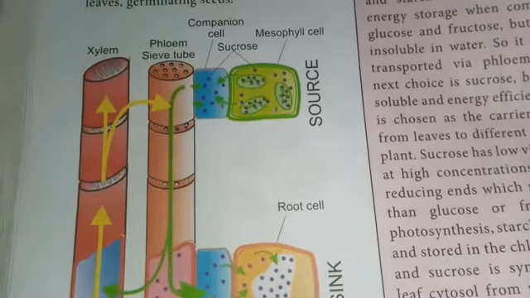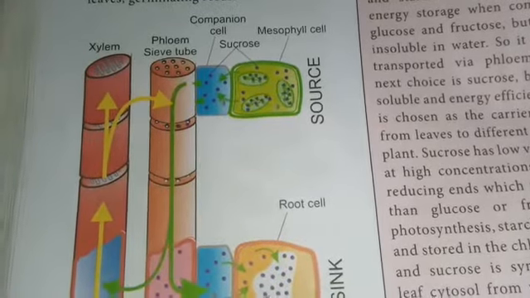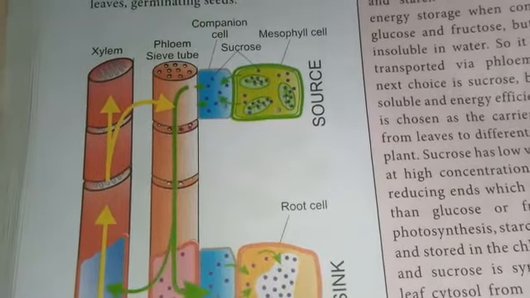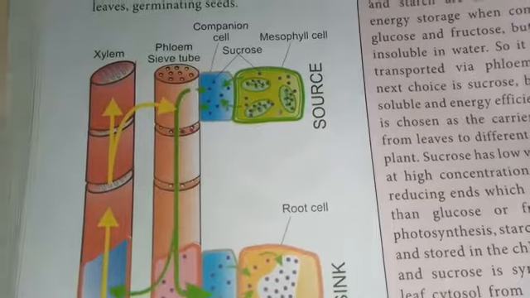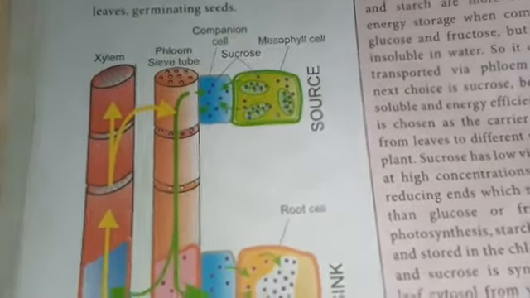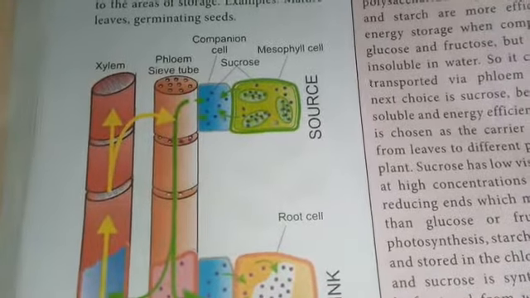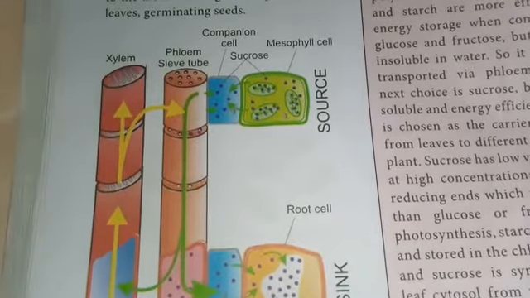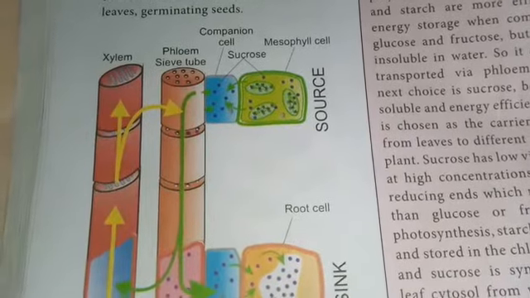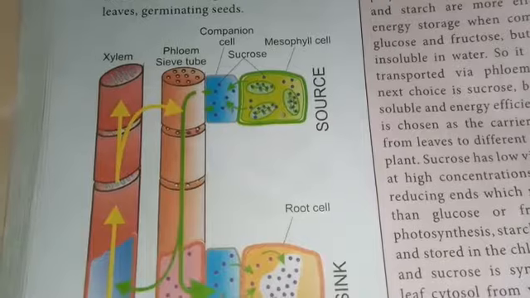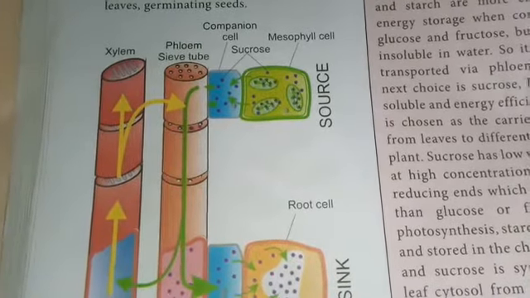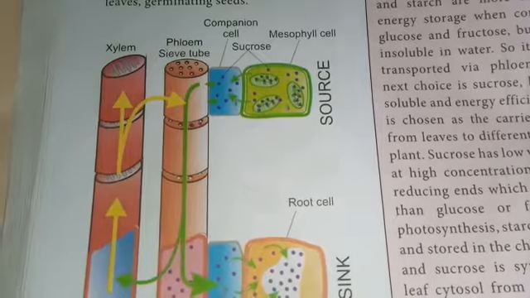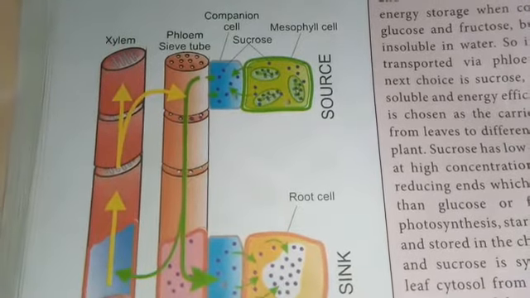So the sieve tubes are able to conduct the food materials in the form of sucrose, but the photosynthetic product is starch or triose phosphate. The starch or triose phosphate, which is synthesized by the plant leaf in the chloroplast, is moved to the cytoplasm of the cell, where it is converted into sucrose for further translocation.